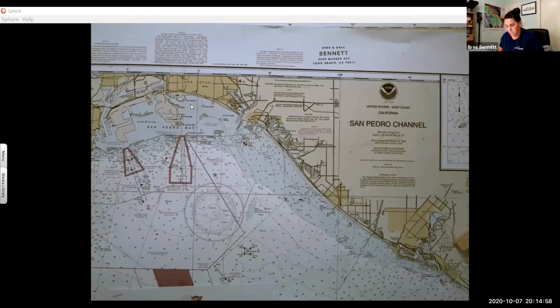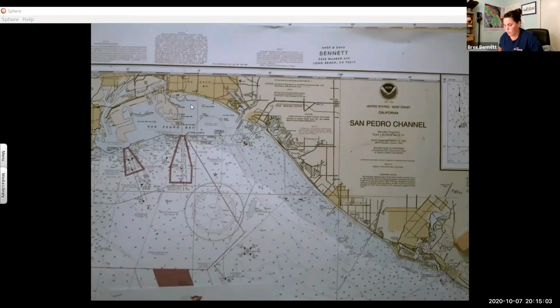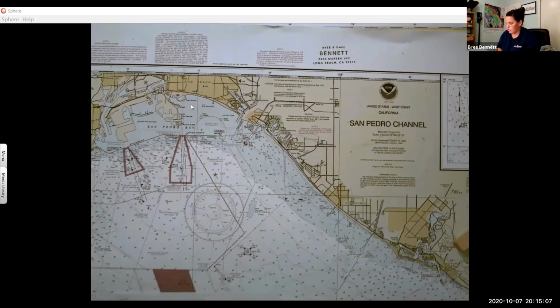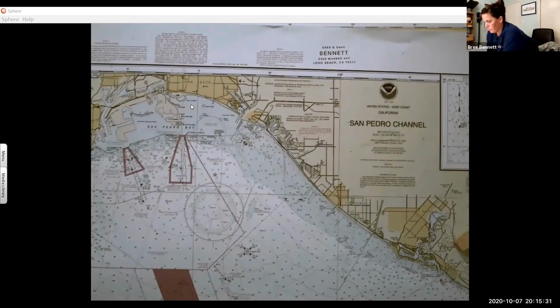So let's get started. Day 1, plot a course from LA Buoy 6 to the NWP buoy. Departure time was 12:45. A brisk wind will ensure us to sail a direct course at an average speed of 5.5 knots. Great, so we want to plot that information. So first we want to correctly identify each buoy that we are going to.